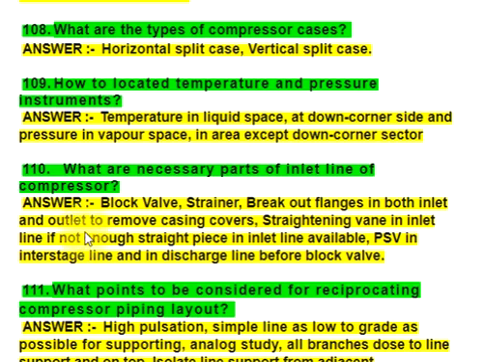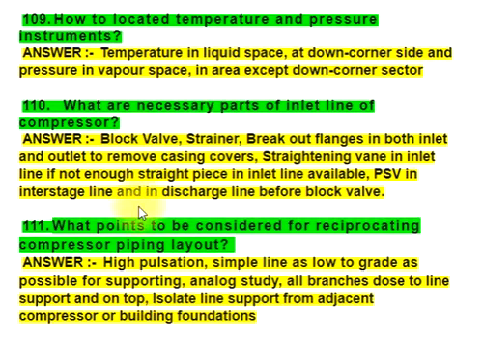110. What are necessary parts of inlet line of compressor? Answer: block valve, strainer, breakout flanges in both inlet and outlet to remove casing covers, straightening vane and inlet line if not enough straight piece in inlet line available, PSV and interstage line and in discharge line before block valve.